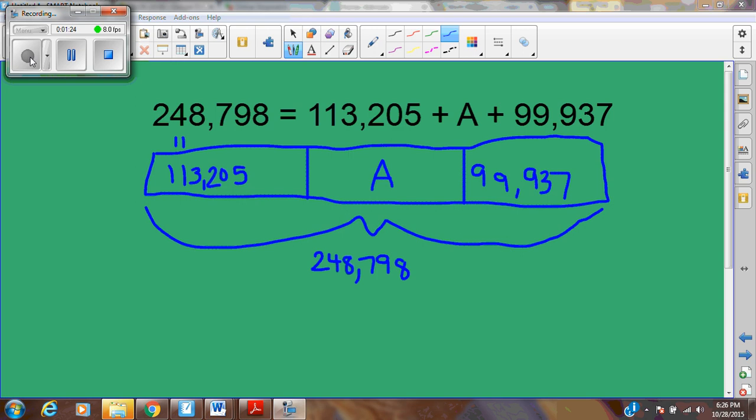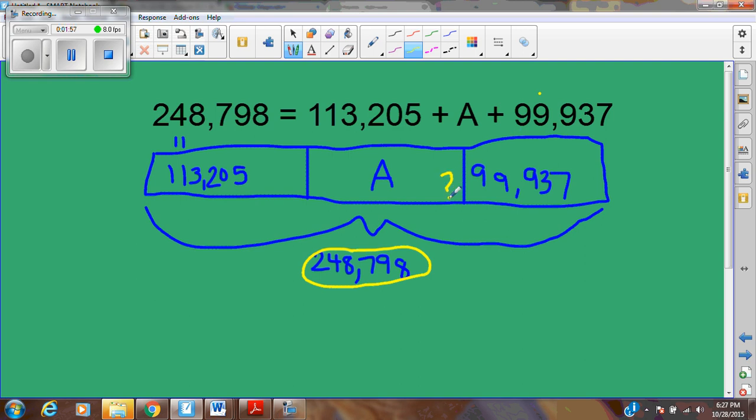So I started out the problem by drawing a tape diagram. I showed the whole down here. Here's the whole. And I know that because it says this one number is equal to all 3 of these parts. So this is my whole. Then I made 3 parts, 1 for the first number, 1 for A, and 1 for the last number. This lets me know that I am looking for this one missing part. And it kind of gives me a clue. So I know that I am looking for A.